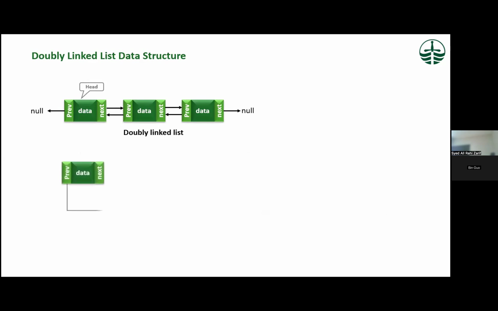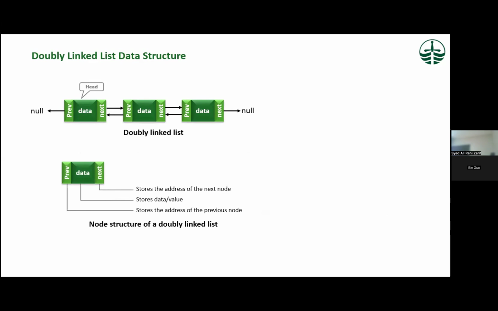Now, what is a node in our double linked list? A node has 3 elements. The first is the previous pointer that holds the address of the previous node. If there is none, then we hold a null pointer. And then this is the data that will store the actual value. And this is the next pointer that will store the address of the next node.